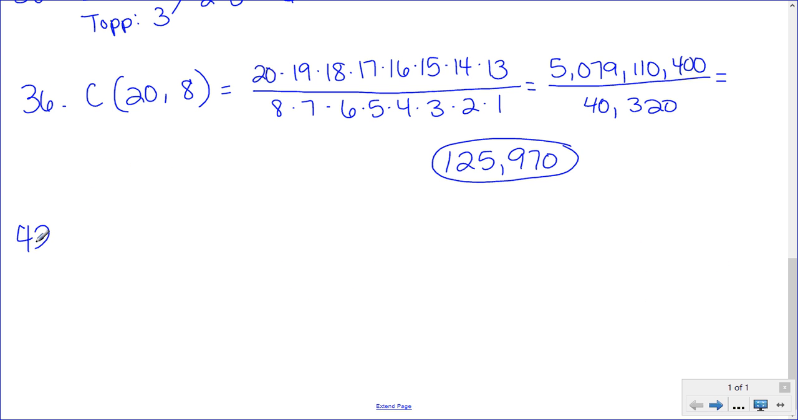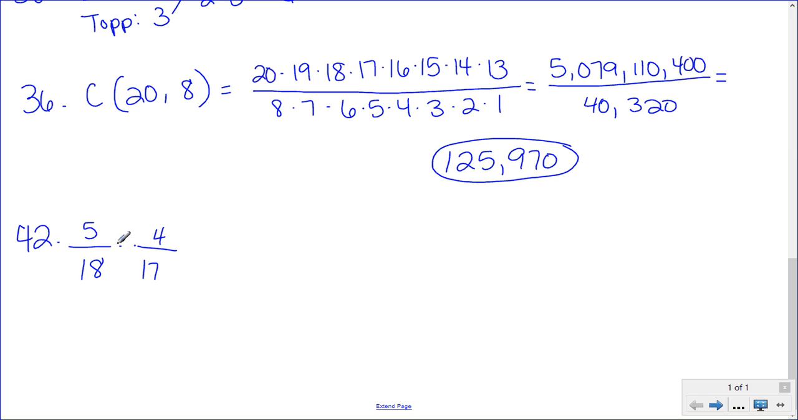All right, the last one, number 42. 42 says a box contains 8 red markers, 5 green markers, and 5 white markers. Once a marker is pulled from the box, it is not replaced. We want to find the probability of choosing white and then white again. Okay, so the first time, the probability of choosing white, there are 5 white markers to choose from out of 8 plus 5 plus 5, 18 total. Well, now assuming that a white was chosen, there's now only 17 markers left to choose from, and because a white was chosen out of these 5, there's now only 4 remaining that are white.